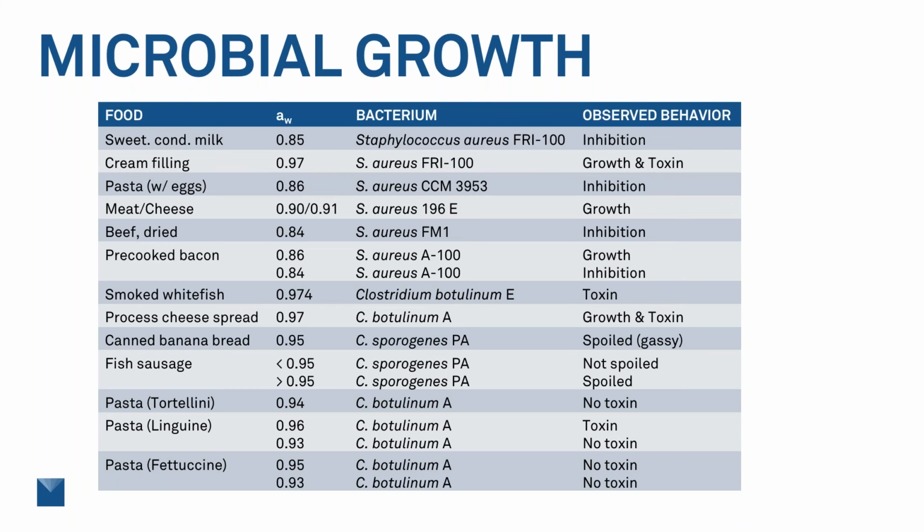What I did also want to point out is he put this in milk, cream filling, eggs, meat, cheese, beef, bacon, all of these different things inoculated with the staph, but it didn't matter. The water activity limit stayed the same. So that cutoff is per bacterium, but not food matrix related, which is really important. So you can use this in any of the industries.